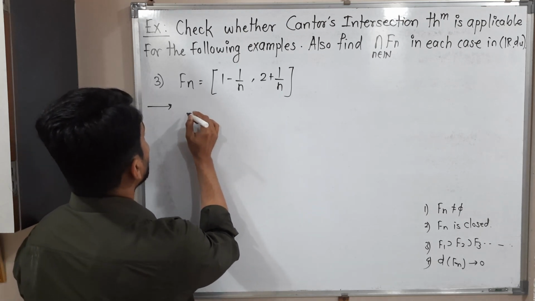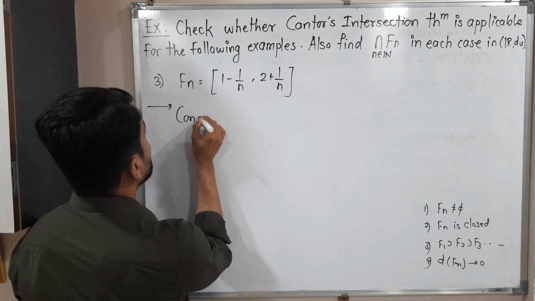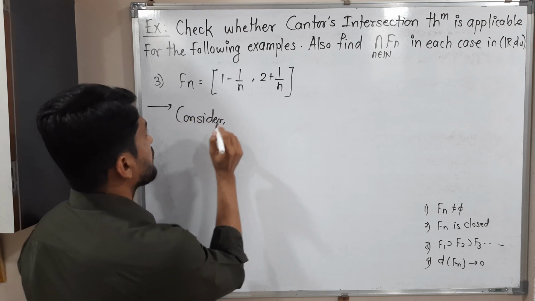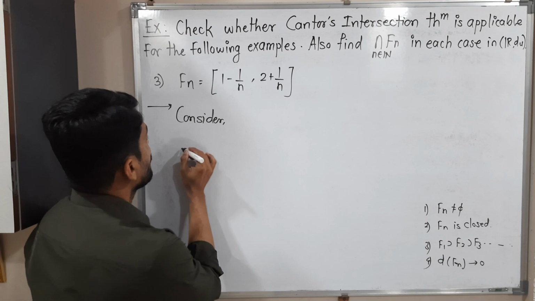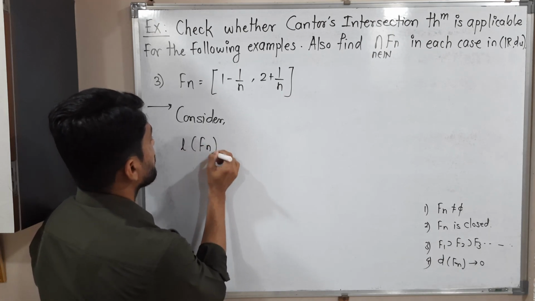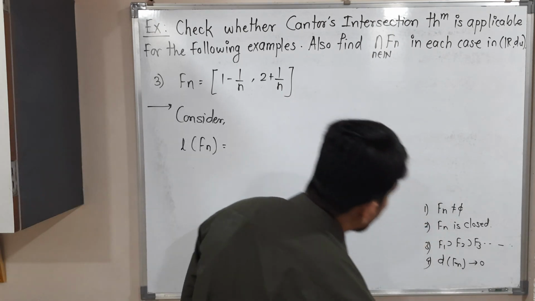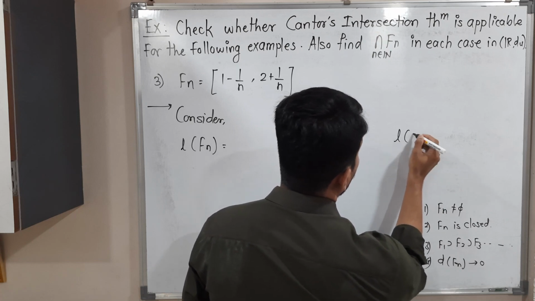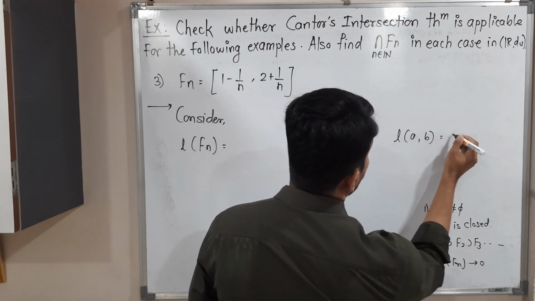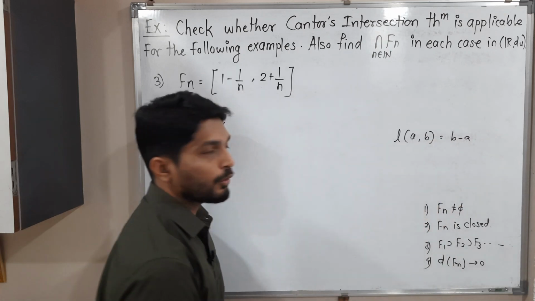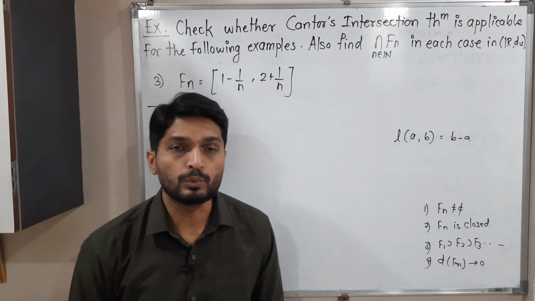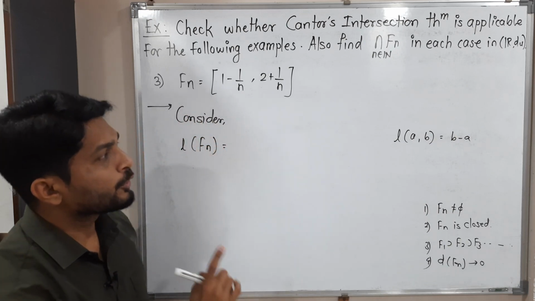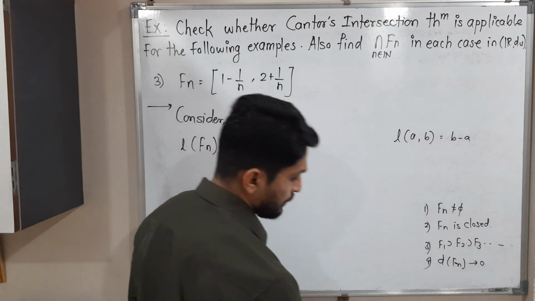See, what will I do? Consider, we have to find the diameter, but we have an interval, so that's why I will find its length. I'm sure you are familiar with the formula: the length of the open interval (a, b) is b minus a. This is a formula which we have already studied in our schools. The same formula I'm going to use: the last point minus the first point.